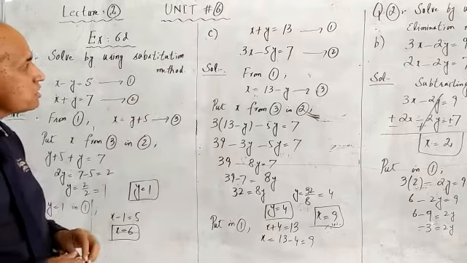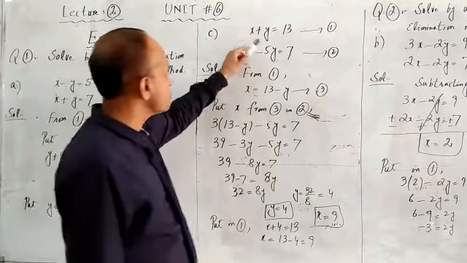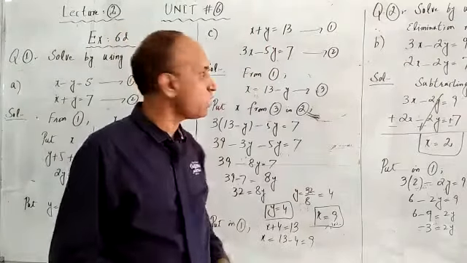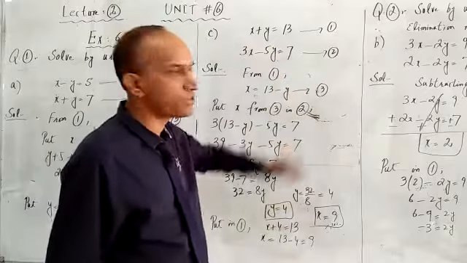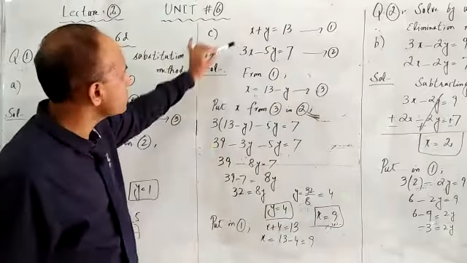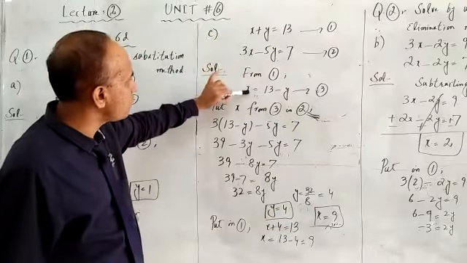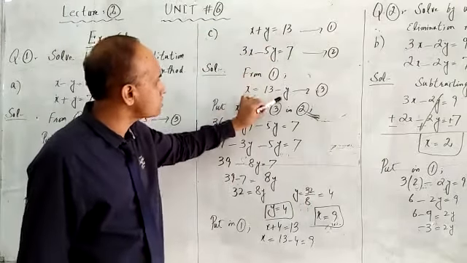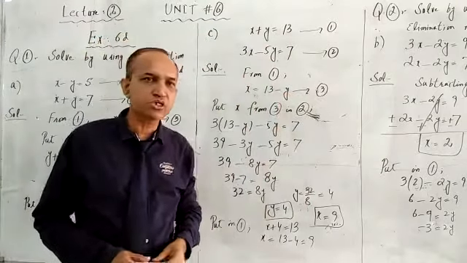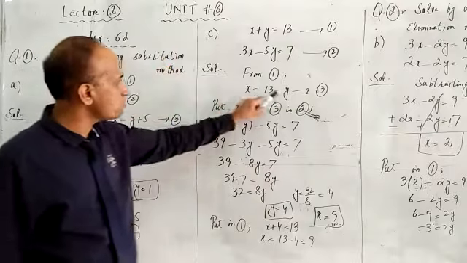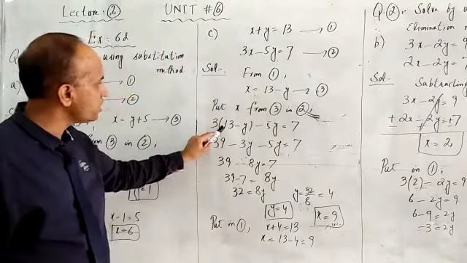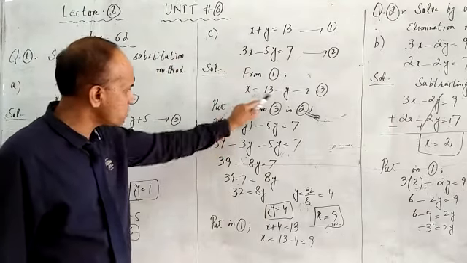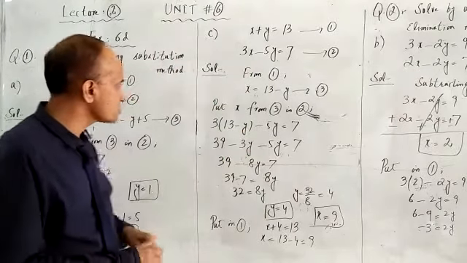In part C, again we are given two equations, x plus y is equal to 13, we call it 1, and 3x minus 5y is equal to 7, we call this equation 2. Now we take the value of x from equation 1 which is equal to 13 minus y and we call this equation 3. We put this value of x from 3 in equation 2, so we have 3 into x which is this, minus 5y is equal to 7.